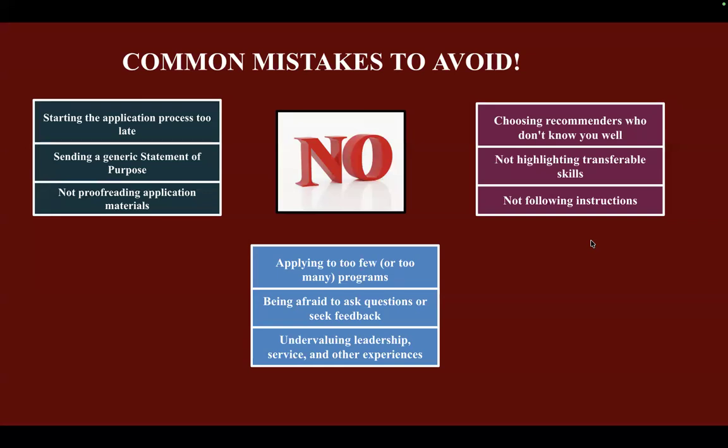And also, you want to talk about your leadership, service, mentoring, and extracurriculars. If you have led a club, those are important things that you want to talk about. Sorry, not in your presentation, but in your writing samples, so that it stands out to the committee.